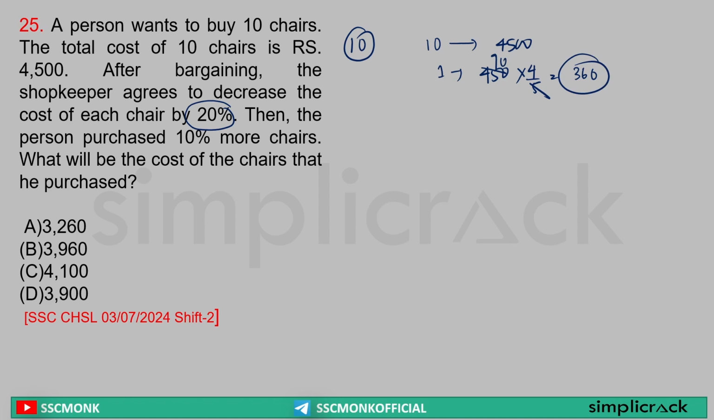Now each chair price is 360. Now this person wants to buy 10% more chairs. Previously he wanted to buy 10 chairs. 10% more means he wants to buy 11 chairs at 360 rupees. The total price is 3960 rupees. Answer option B. Such a silly question.